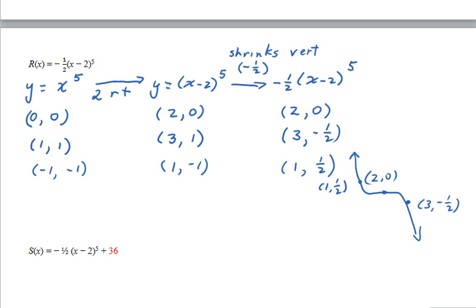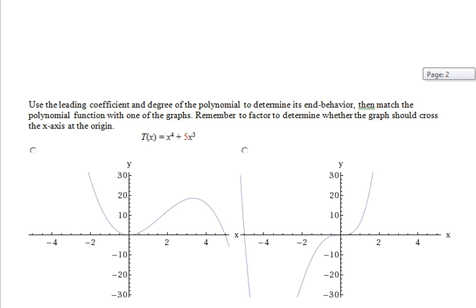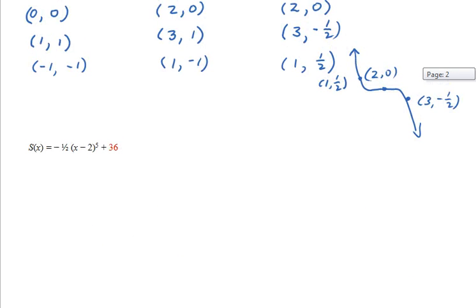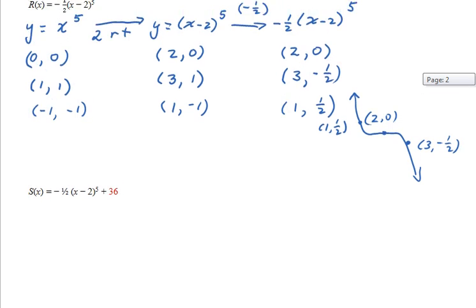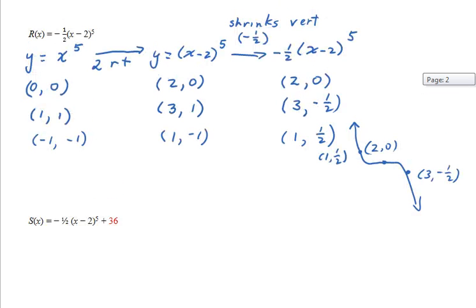The last example is s of x equals negative 1/2 times (x minus 2) to the 5th plus 36. If we compare it with what we had above, we just have the plus 36 added. So this is going to take those final values and move them all up 36. So we're going to have (2, 36).